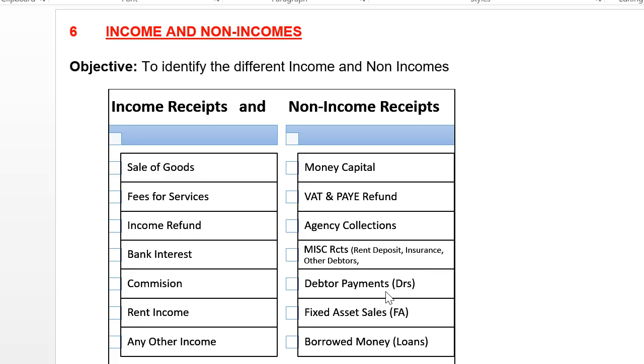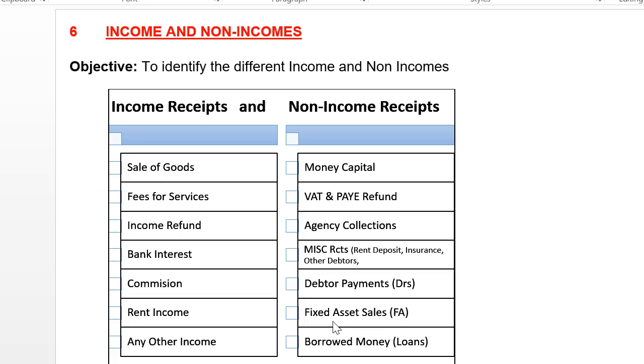Now, debtor payments is not an income in the traditional accounting sense. We've got traditional accounting and then we have cash accounting. So, in the traditional accounting sense, income is recognized at the time of credit sale. Now, when that debtor pays at a later stage, that is not income. That is a debt being cleared.